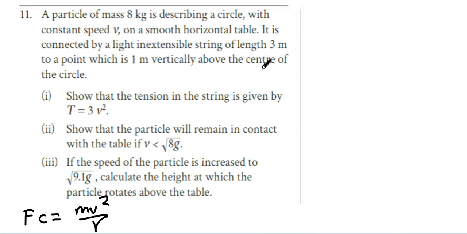Now, it is connected by a light inextensible string of length 3 meters to a point 1 meter below, which is above the vertical circle. So I don't think there's any... Oh, it is on a table. So it's the usual parallelogram ellipse thing.